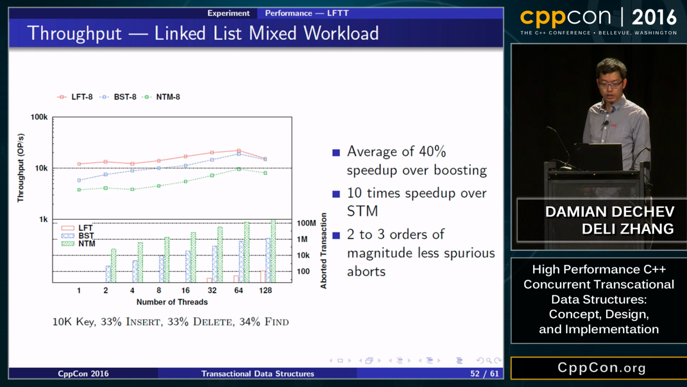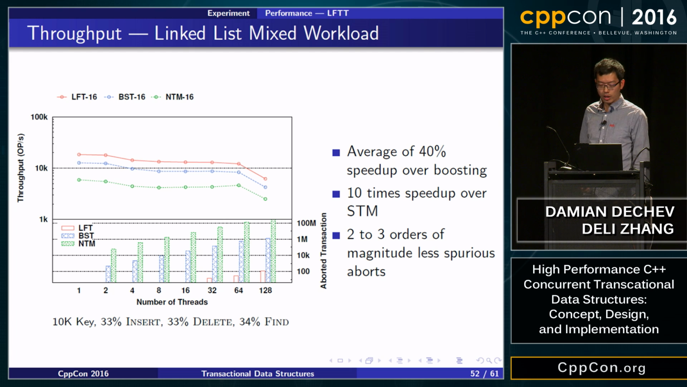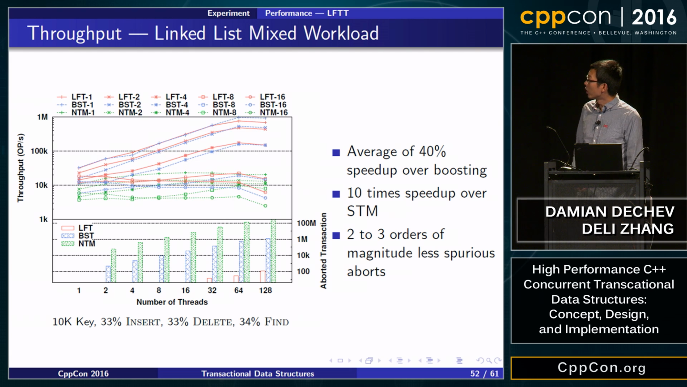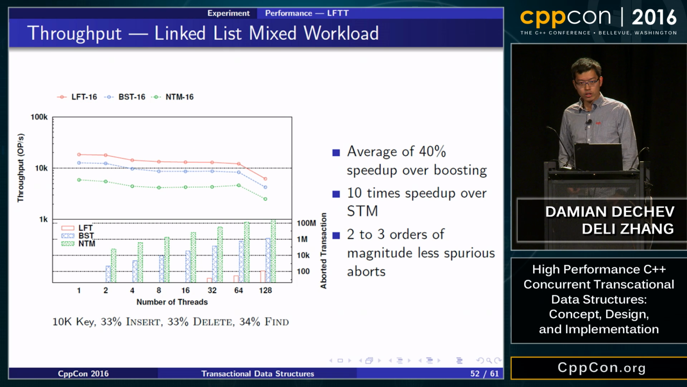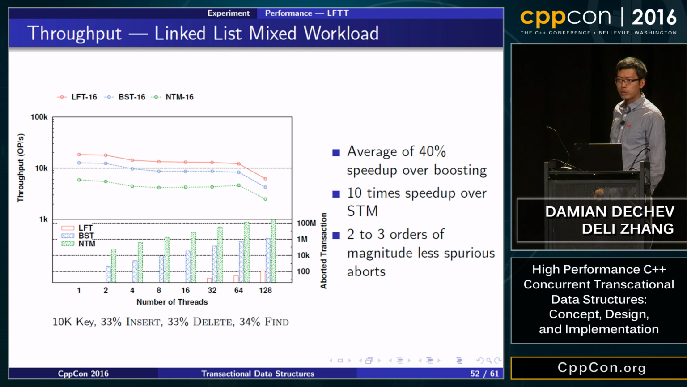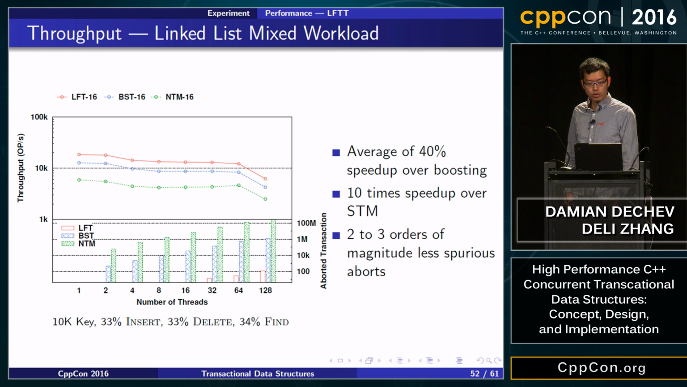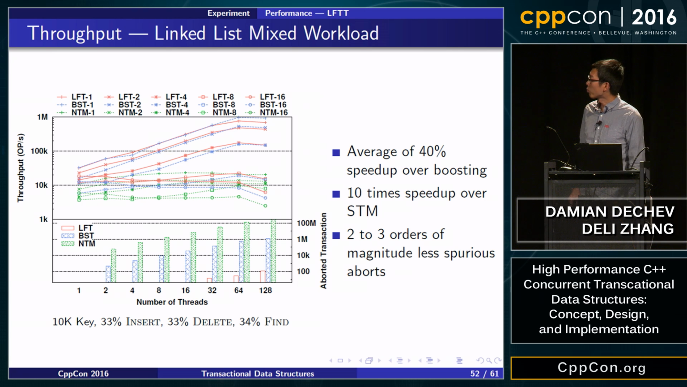But as we increase the size of the transaction, we're getting more performance benefits over the boosting, because in the case of larger transactions for the linked list, it is actually very expensive to execute the reverse operation on the linked list than in a skip list. So the performance of the boosting approach will drop significantly after we increase the size of the transaction, where we encounter more aborts and retries. Now, for the number of spurious aborts, we do encounter a small number of spurious aborts in this case for a larger number of threads, but it's still 2 to 3 orders of magnitude less than the alternative approaches.